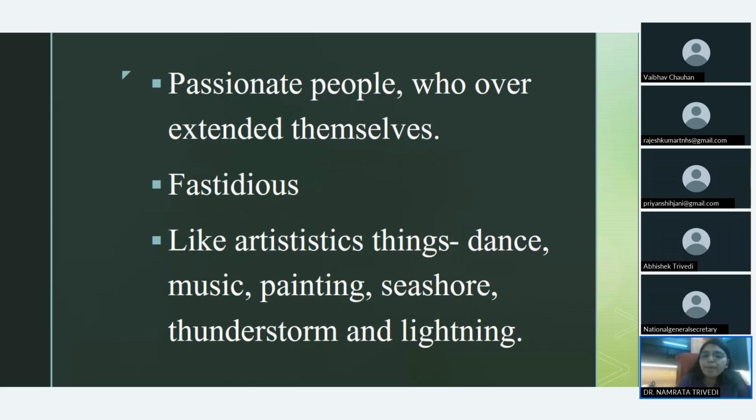A carcinosin patient is very passionate, very strong, very industrious. He has to be successful in his life. The patient is very fastidious, very clean, wants things neat and clean. Everything must be in order. The carcinosin patient likes artistic things like dance, painting, drawing, music, and likes beaches, the seashore, thunderstorms and lightning. It is like nature.